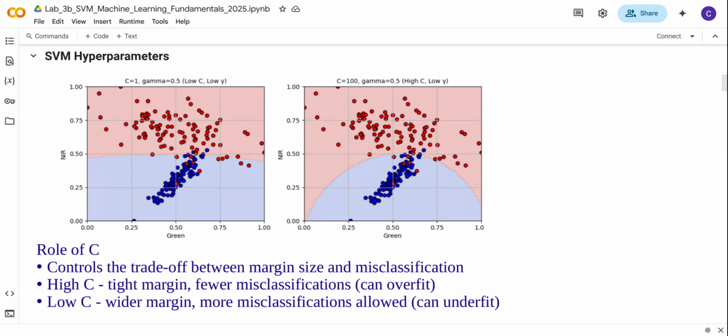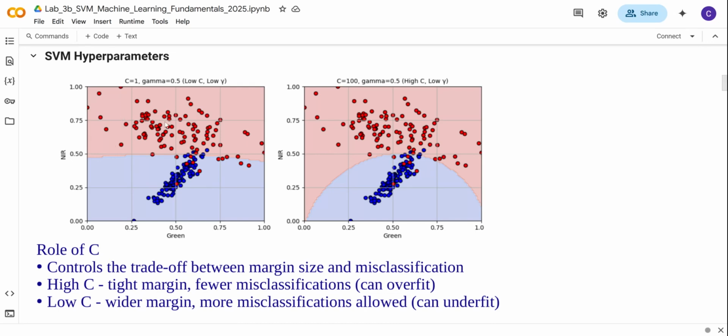Okay, so if we have a high regularization parameter, that means that the margin is tight. Then we have few misclassifications. But the problem is that we have a risk of overfitting. For example, if we introduce a new point. Okay, so this is a case.